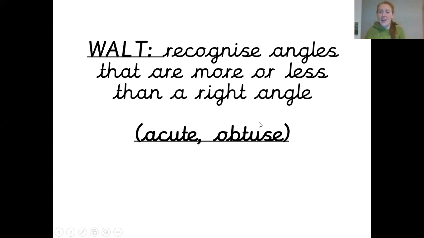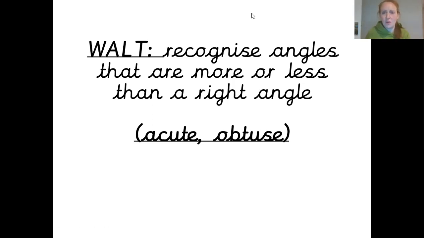So more or less than a right angle. So we know what a right angle is. And yesterday we found out that it was the same as 90 degrees when measuring angles. It is a quarter of a turn also. So when we're looking at a clock, a right angle is when it's pointing to quarter past or quarter to, a quarter of a turn. So yes, that's what we're going to do today.